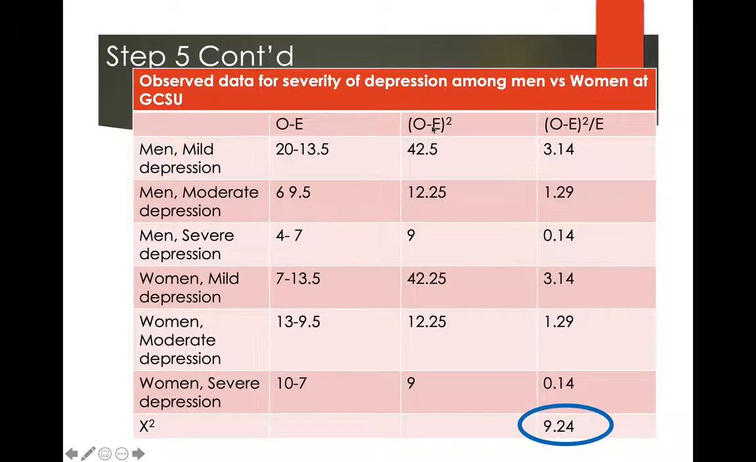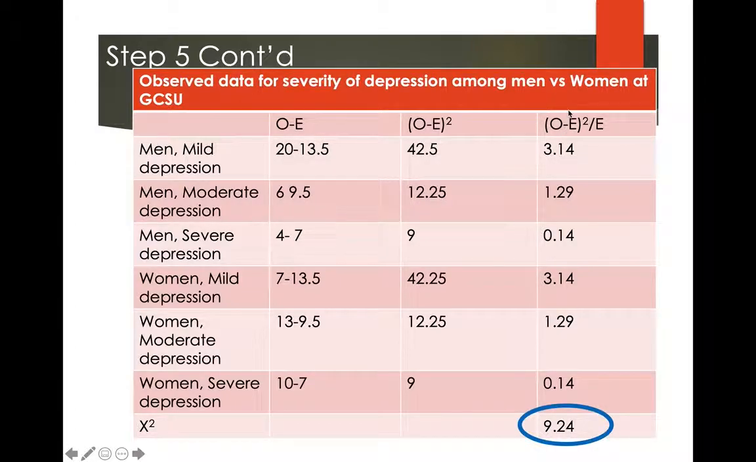Then the second step is to square O minus E. My observed minus my expected, I'm going to square that. So whatever this works out to be, I'm squaring it over here. And so if we take a look, these numbers in this cell represent the square of whatever the subtraction is from here. So for example, in this column, severe depression among men, 4 minus 7 is 3. Therefore, 3 squared is 9, and that's how we arrive at the 9.